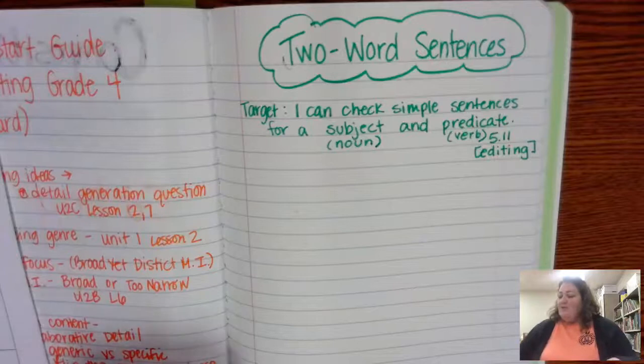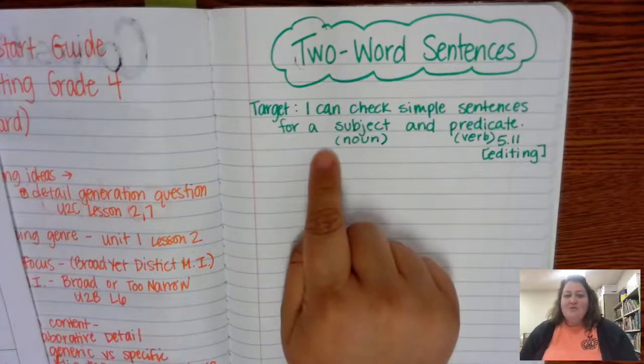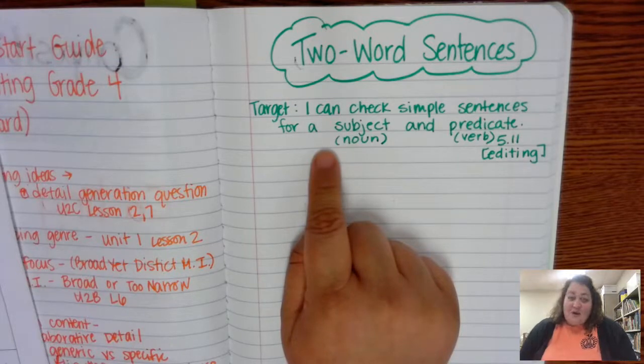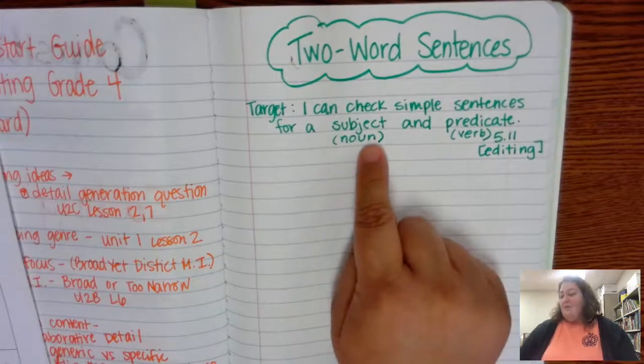The reason this is important is because when you start writing for class, whether you're writing a response to reading, or writing about something you learned in science, or maybe you have to write how to simplify a numerical expression, you want to edit your paper. You want to make sure that it makes sense and everything's correct. One way to do that in editing is to check your sentences for a subject, or the noun, and a predicate, the verb.